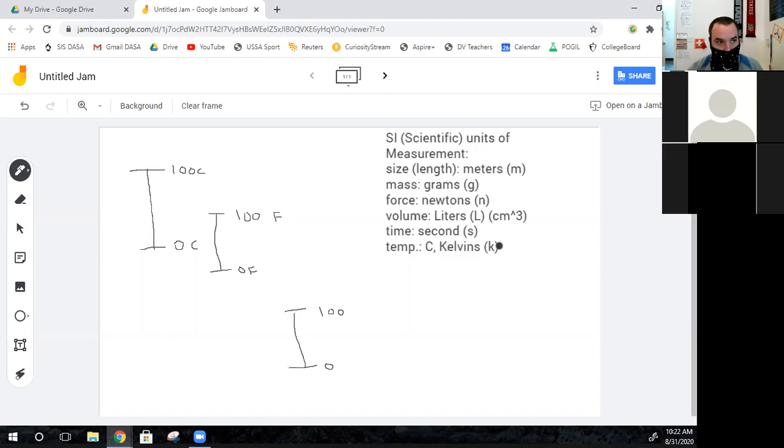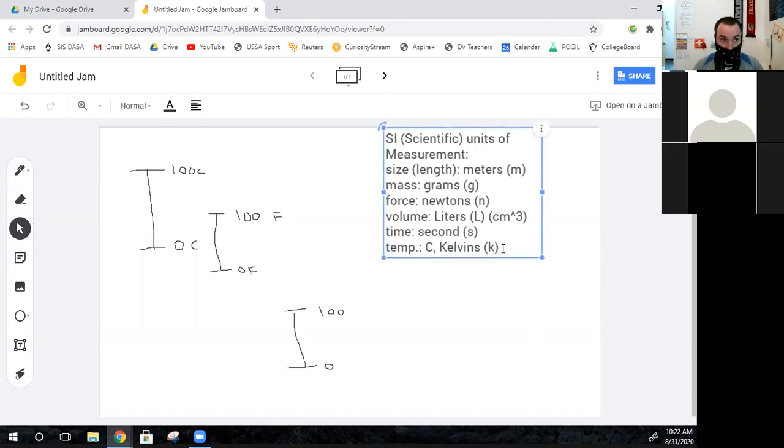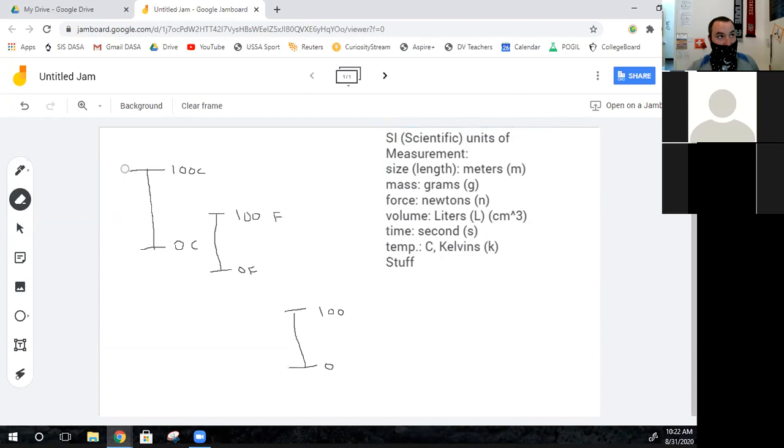So now there is one final measurement that we will use in chemistry that you need to understand, and that is moles, which is the amount of stuff. Okay, it's literally like the amount of stuff. Moles, the amount of stuff.